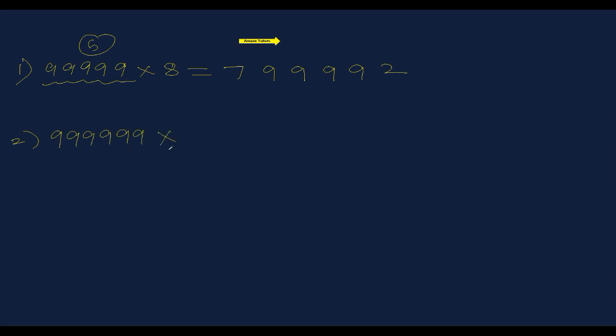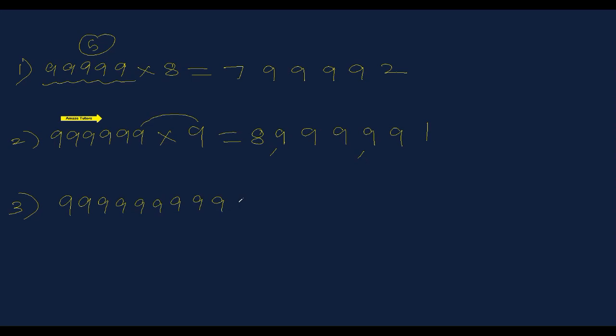6 9s this time. Let me multiply by 9. Now 9 9s are 81. 8 here, 1 here, and the number of 9s in the question is 6. There will be 5 9s here. 1, 2, 3, 4, 5. That's all. This is the answer: 8,999,991. Now let me increase the number of 9s. It can be any number. And you can follow this trick when you multiply a series of 9 by a single digit.